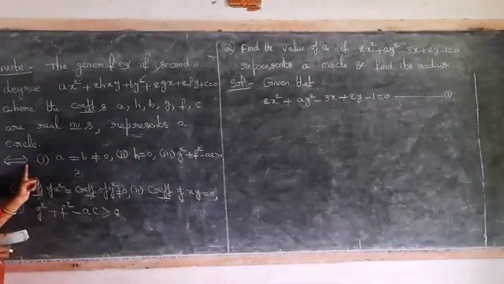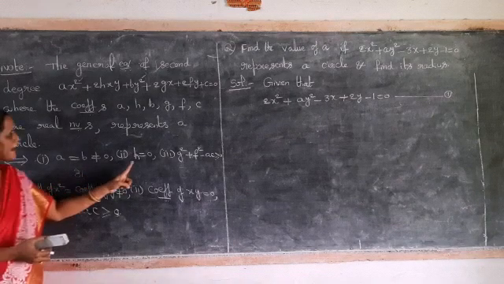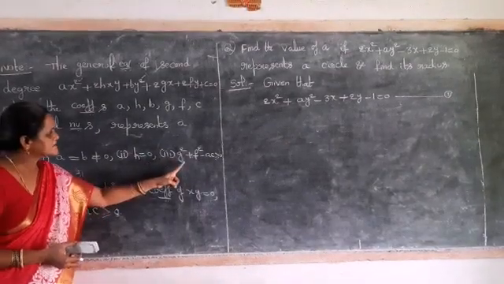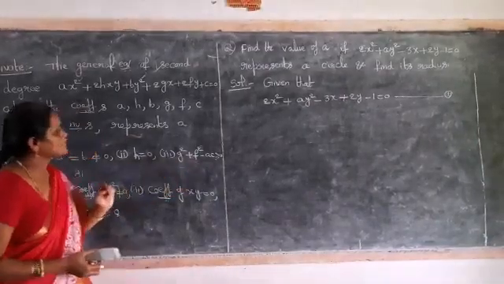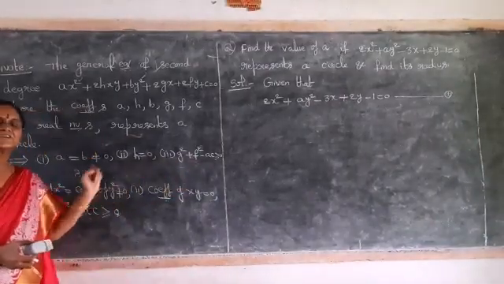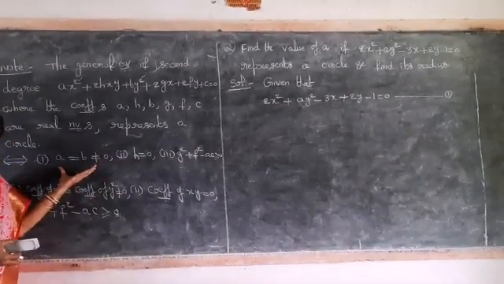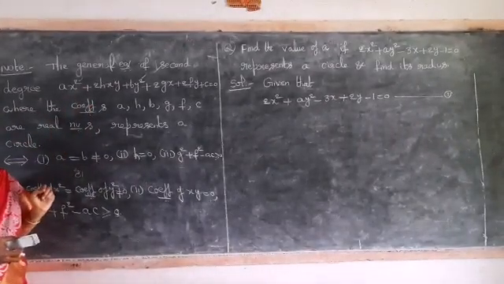If and only if a is equal to b is not equal to 0. This is the first condition. h is equal to 0. This is the second condition. g square plus f square minus ac is greater than or equal to 0. This is the third condition. If these three conditions are satisfied, then this second degree equation represents a circle.